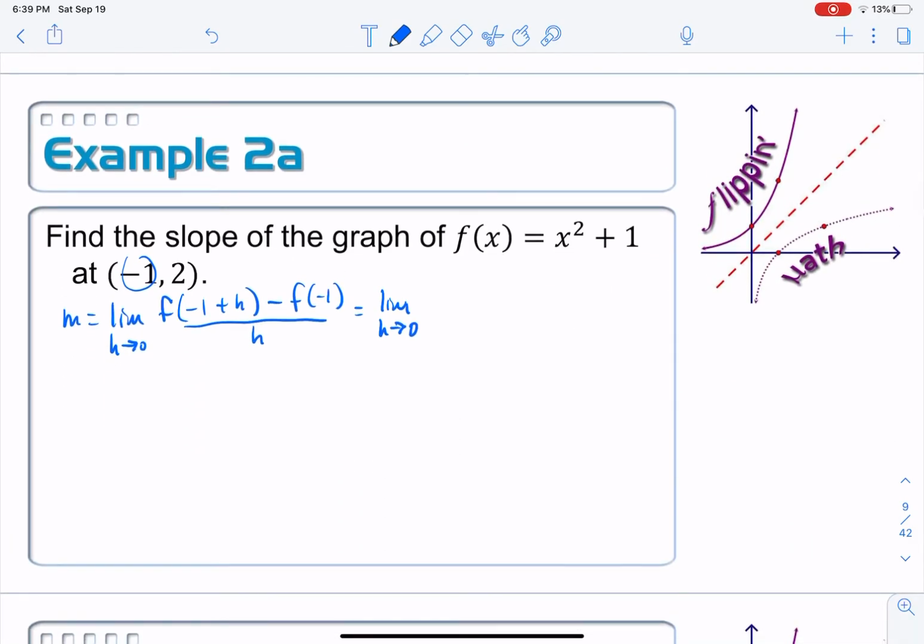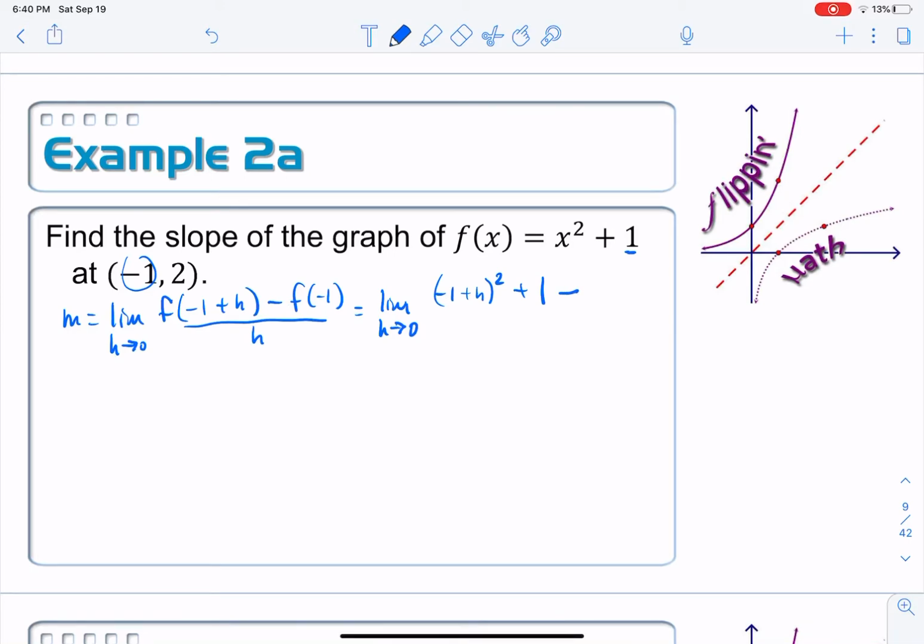All right, so now it's time to plug this into this and see what happens. I'm going to have negative 1 plus h, squared, and then plus 1. Hey, don't forget about this guy. Minus f of negative 1, which conveniently is already given to us as, okay, just a second. All right, I saw it this time. I didn't write down the 1.